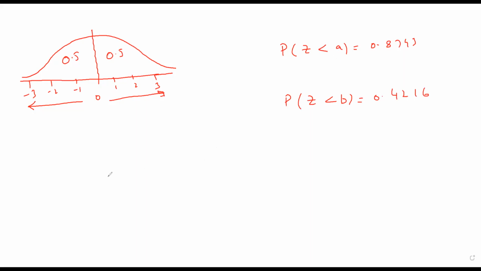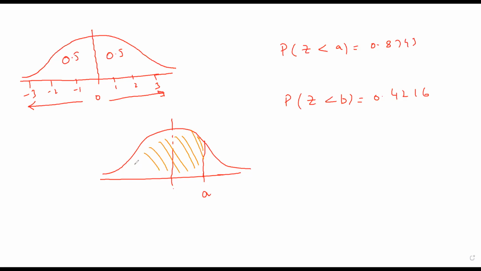So if I show you on the diagram here, this A is going to be somewhere over here. Only then is all this area going to be more than 0.5. You see, this 0.8743 is more than 0.5. So it has to be towards this side, less than this.